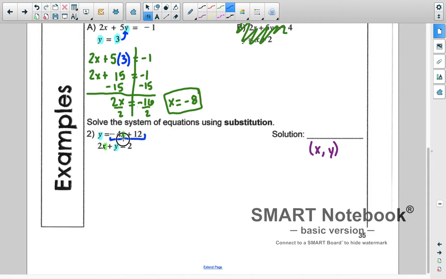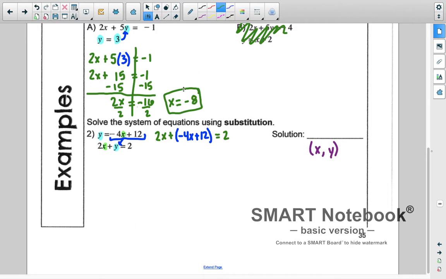This whole thing is going to go in for y. Okay? So I'm going to write this over here. We have 2x plus, and that says y. So anytime I substitute in systems, I always use parentheses. So parentheses, and then that whole thing, negative 4x plus 12, parentheses, equals 2. So I am really writing the same thing here, but instead of using y, I'm just writing out what y is the same as. Y is the same as this, so we can throw that in there.